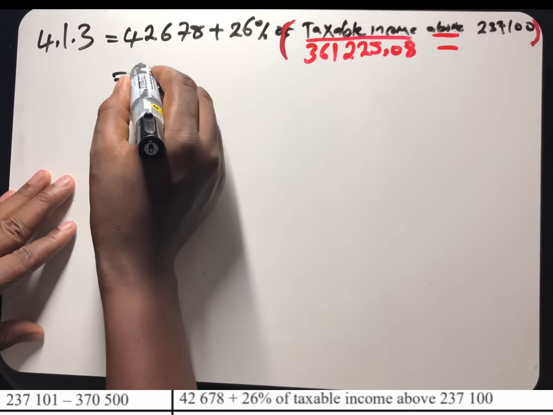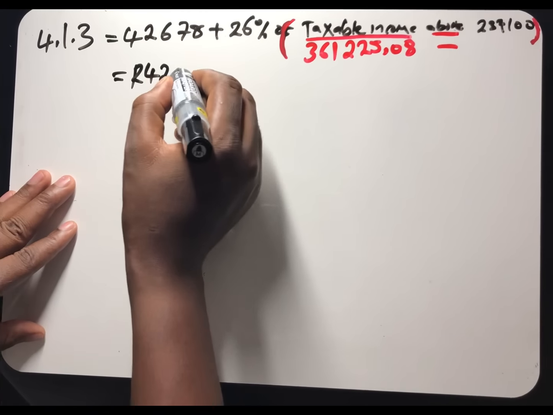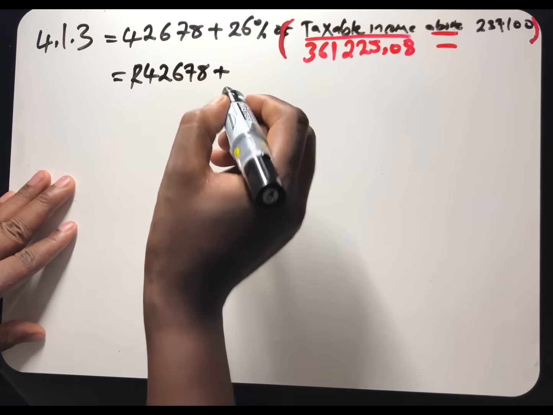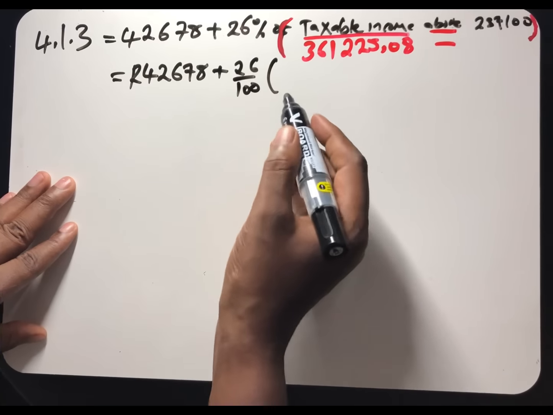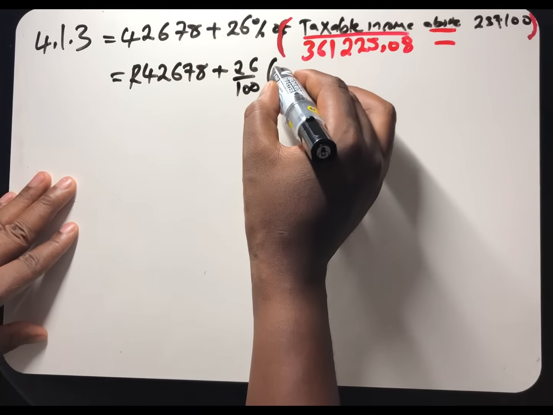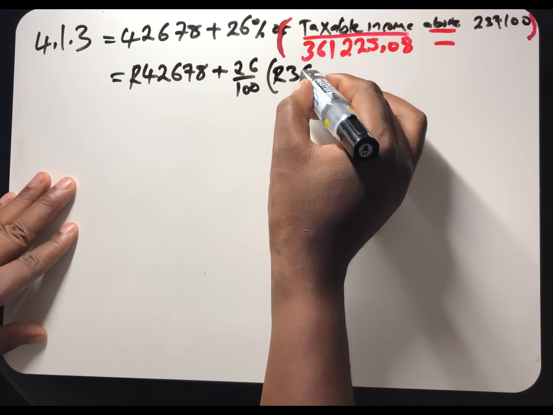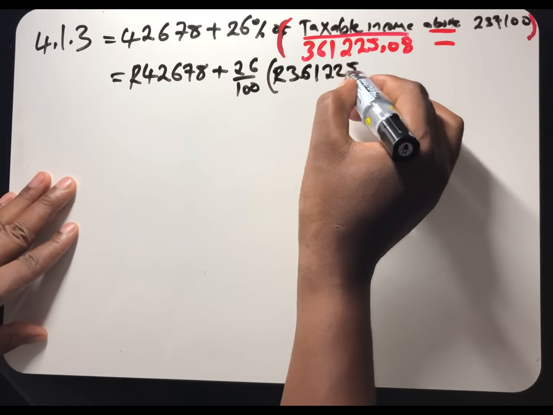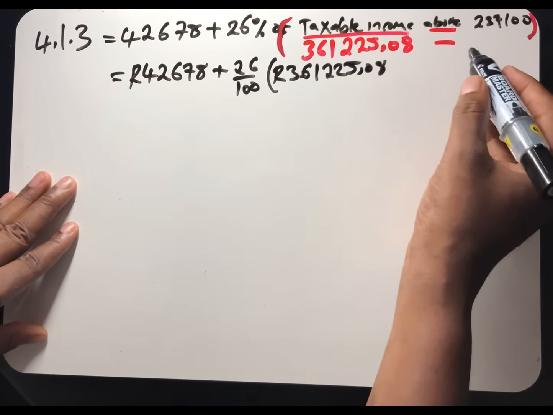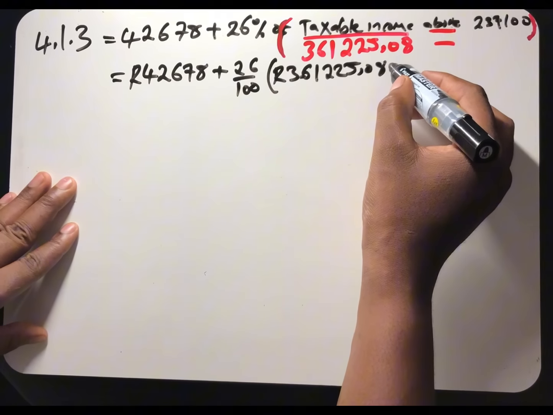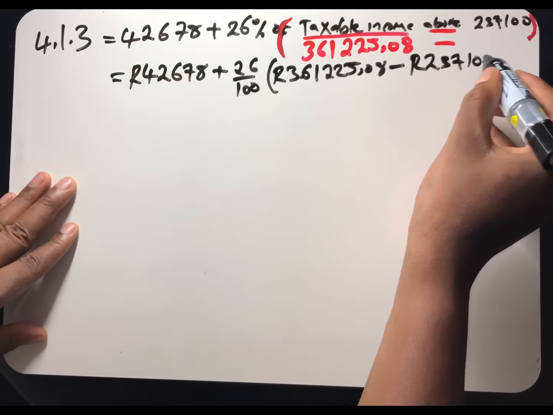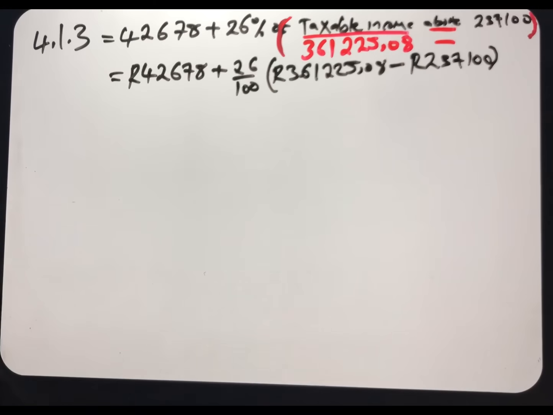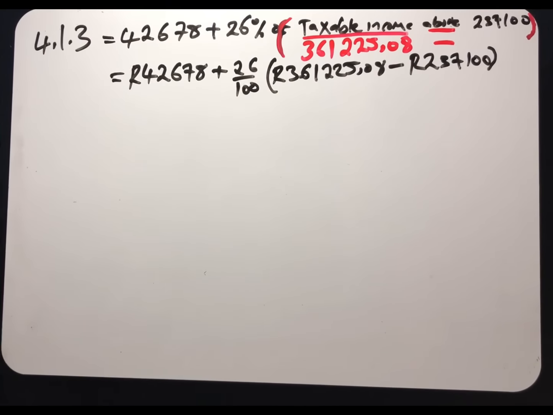We are just going to say 42,678 plus 26%, which can be written as 26 over 100 in brackets. Instead of writing taxable income, we are now going to write 361,225 and 8 cents. The word above, like I said, we replace by minus 237,100. So now we have our taxable income replaced by numbers.